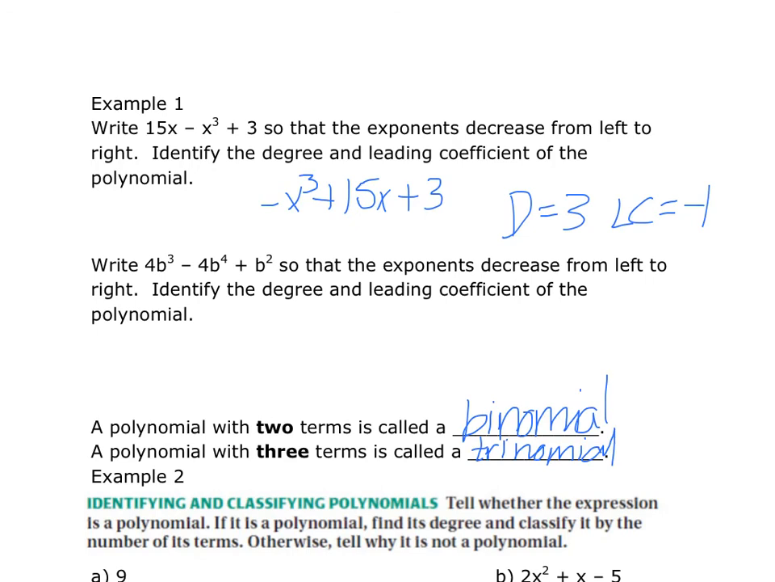Now past that, we just call it a polynomial. You're not going to say it's a quadrinomial or anything like that, or have to, you know, figure out what you would call something with 13 different monomials. We're just going to stop after trinomial and simply call them polynomials. But again, we'll try this next example right here by ourselves, and then we'll push into the lesson.